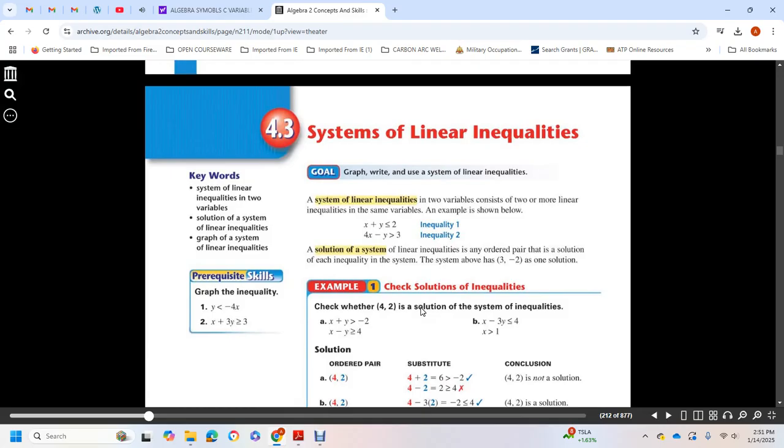Alright, 4.3, systems of linear inequalities. Goal: graph and write systems of linear inequalities. A system of linear inequalities in two variables consists of two or more linear inequalities in the same variables. An example is x plus y is less than or equal to 2, and 4x minus y is greater than 3. A solution of a system of linear inequalities is an ordered pair that is a solution of each inequality. The system above has (3, negative 2) as one solution.